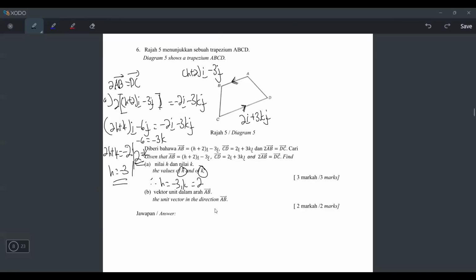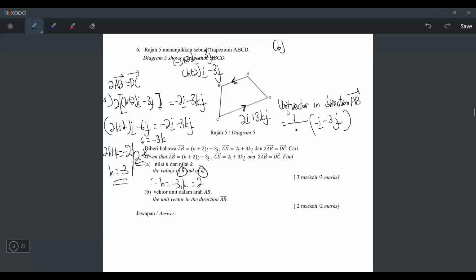Find the unit vector in the direction of AB. You should know what the unit vector formula is. The unit vector in direction AB is 1 over the magnitude of AB times the vector AB, but the vector AB has to be in i and j. So looking at vector AB, we already know it is h plus 2i minus 3j, and we know h is negative 3. So let's ganti masuk: negative 3 plus 2i minus 3j. What's negative 3 plus 2? Negative 1. So negative i plus negative 3j.